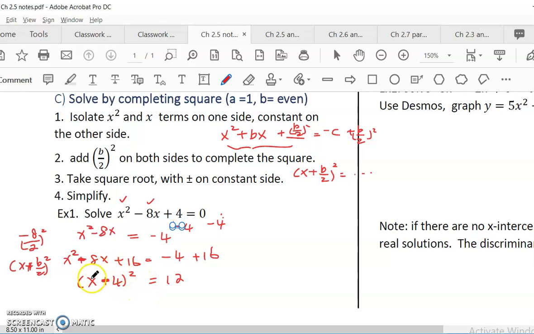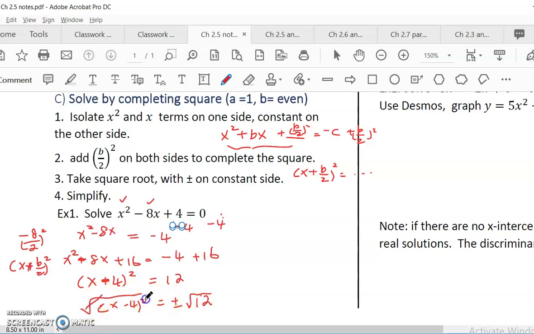And then you see how you have a square group and then a number. You're ready to do the solving. So you take the square root on this side and the square root on this side: x minus 4 equals plus and minus the square root of 12. You always add the plus and minus.